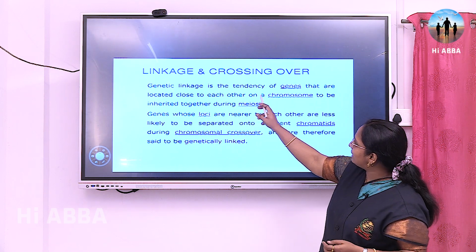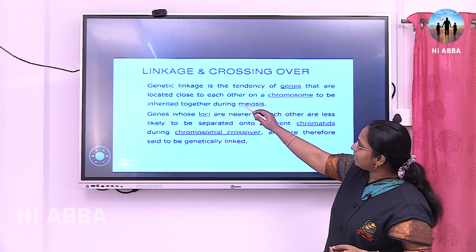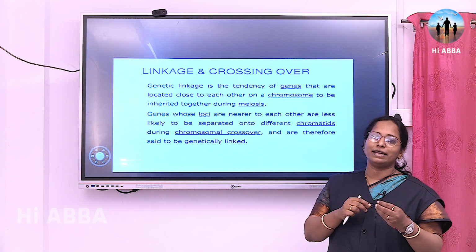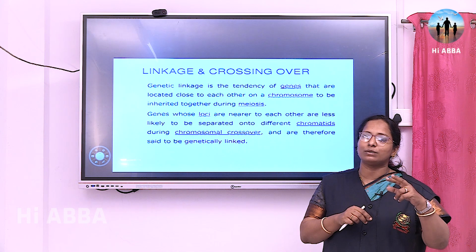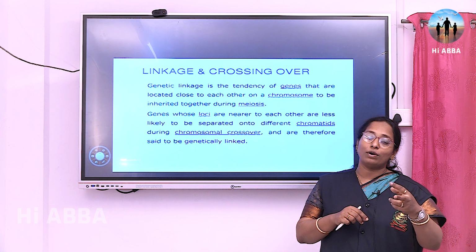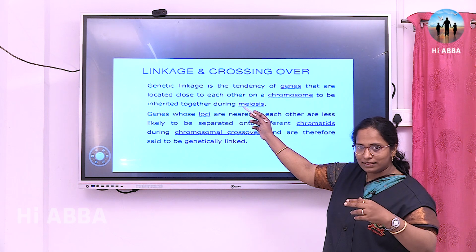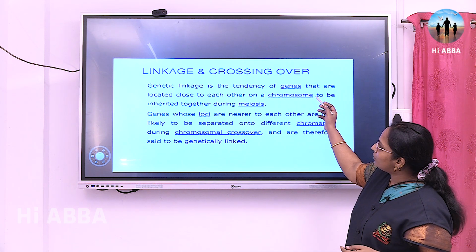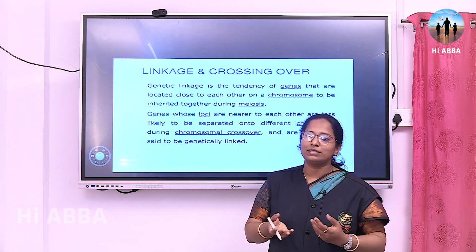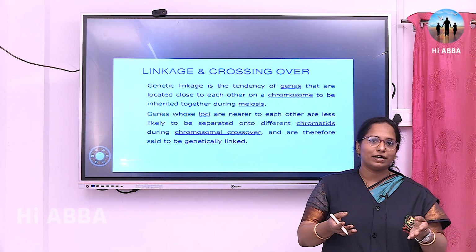Genetic linkage is the tendency of genes that are located close to each other to be inherited together. As I already told you, when they are arranged close to each other, the distance between them is very small. Based on this distance, we divide them into non-linked genes and linked genes. The distance between them is small on a chromosome, and these genes are inherited together.